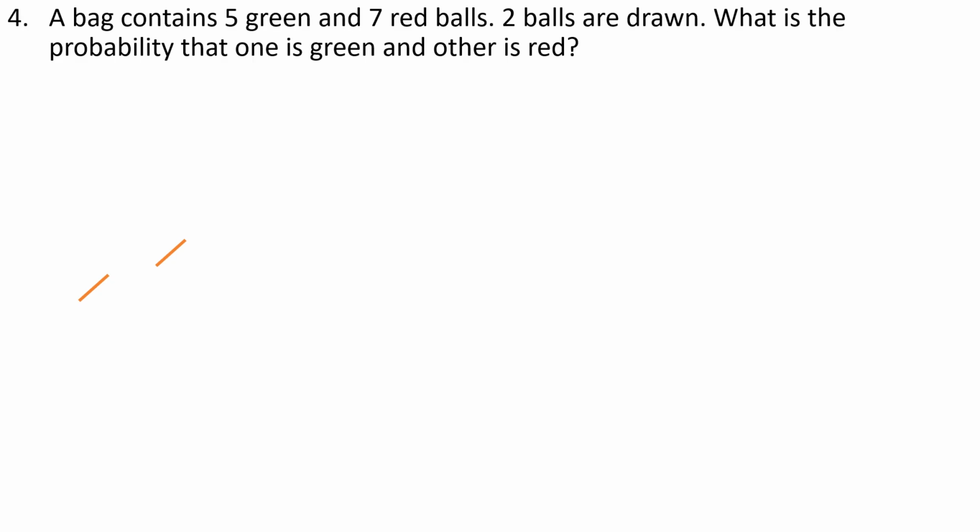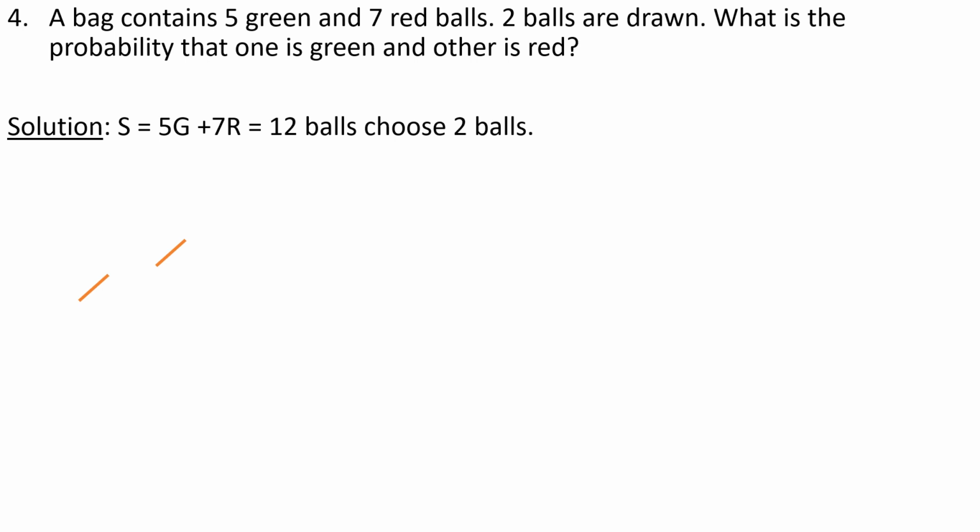A bag contains 5 green and 7 red balls. 2 balls are drawn. What is the probability that one is green and the other is red? Now the sample space, the total number of balls is 5 green plus 7 red, that is 12 balls. We have to choose 2 balls out of 12. So the number of outcomes in the sample space will be 12C2.